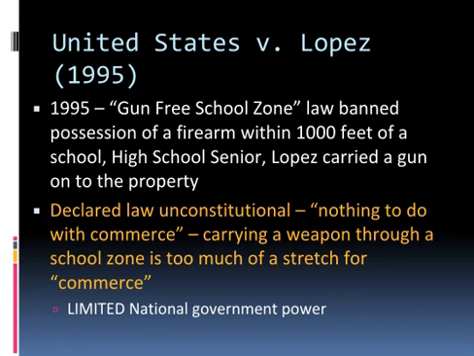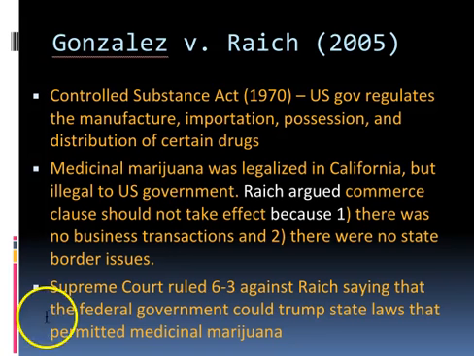The last case I want to talk about is decided in 2005, and it's the case of Gonzalez versus Raich. Okay, the final Supreme Court case that matters in the context of understanding federalism now is Gonzalez versus Raich. This is a 2005 decision that dealt with medical marijuana in the state of California.